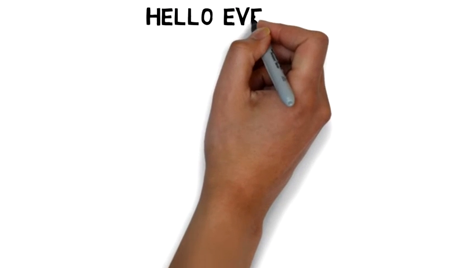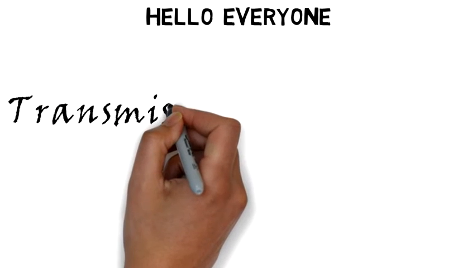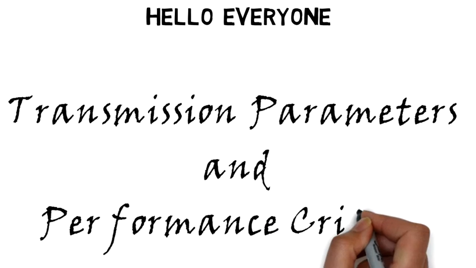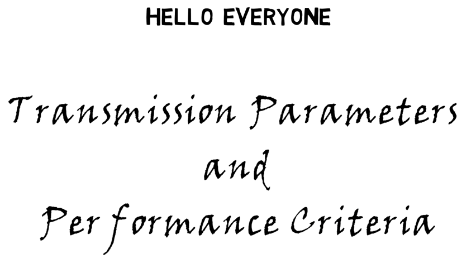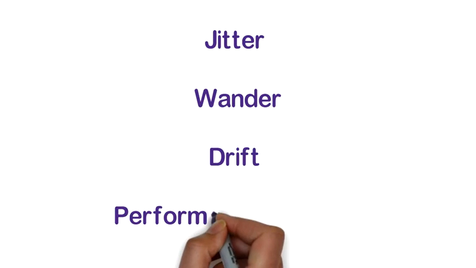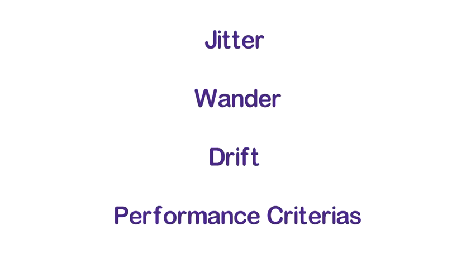Hello everyone, myself Ajit, and today's topic we are going to discuss is some telecom transmission parameters and performance criteria. In this session we are going to discuss transmission parameters like jitter, wander, drift and performance criteria. One by one we will discuss these parameters.